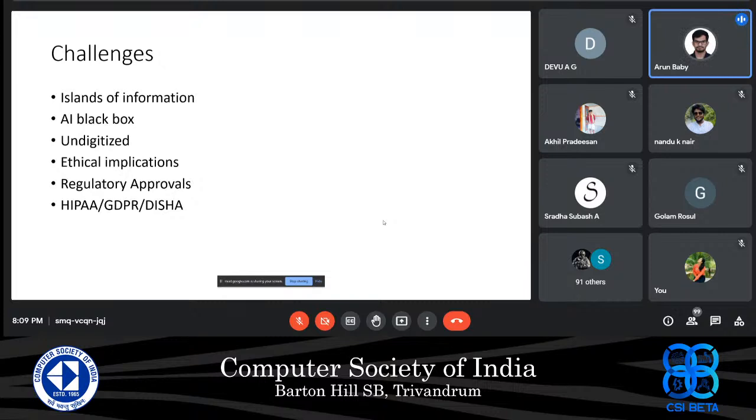And the Disha Act, I think in 2018, had been presented in the parliament in a draft form. So once that comes into place, we will have a legal framework for handling patient information.